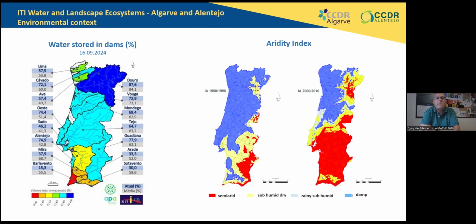On the right side, you can see the aridity index that was intensified in recent decades with a very pronounced progression of the desert from the south to the north. These are only two examples to contextualize the environmental issues we face in our territory: water scarcity, drought periods, population aging, and obviously unemployment and economic problems too.